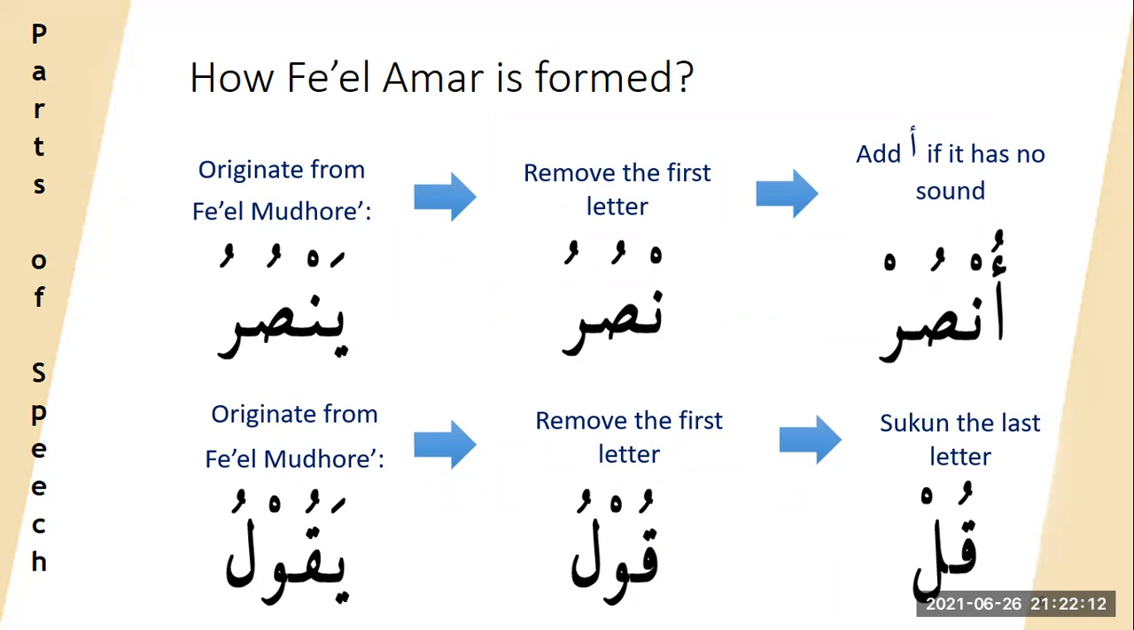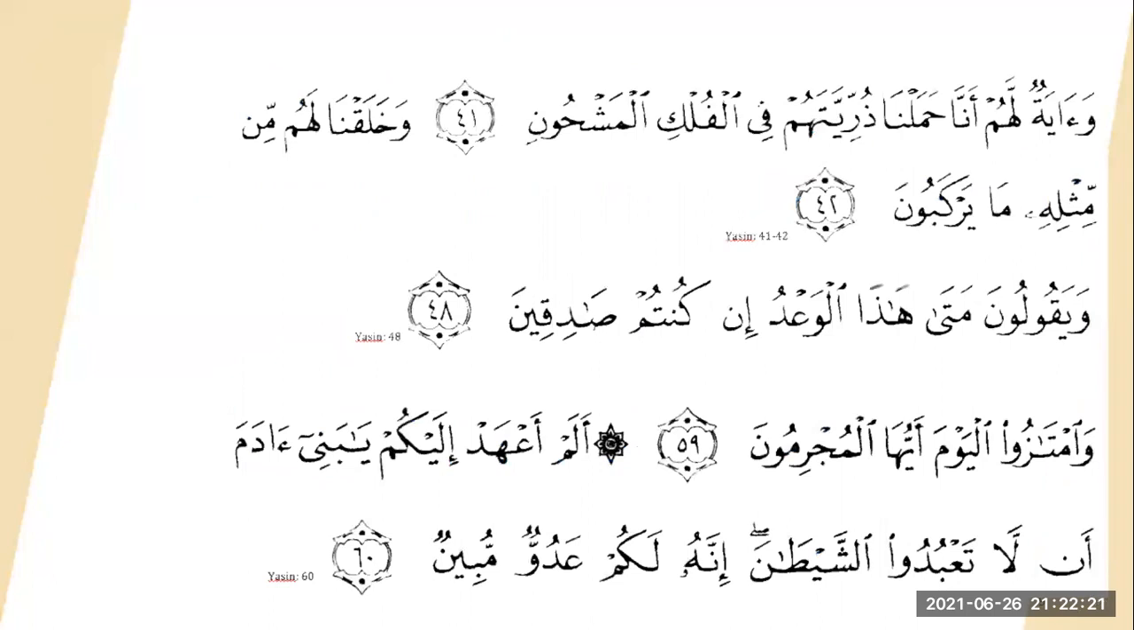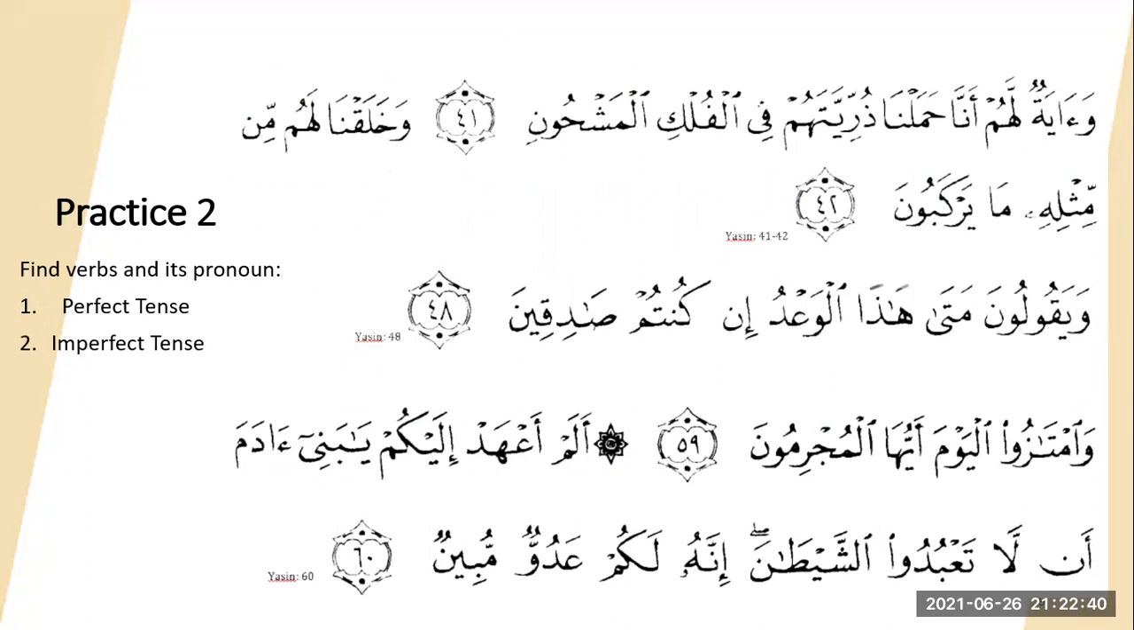Any question? Okay. Right. So we go to, we still have time before our break. Okay, let's do this practice. Identify where the instruction is. Find verbs and their pronoun, perfect tense, imperfect tense, and command verb.